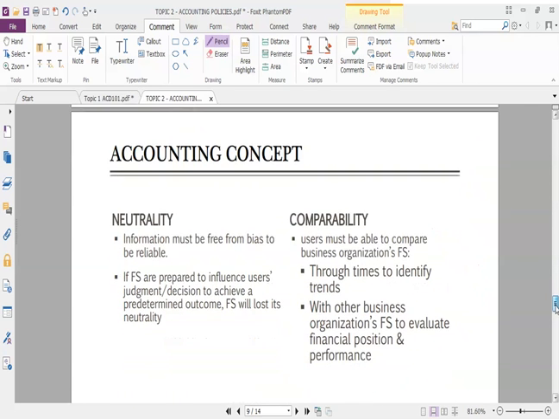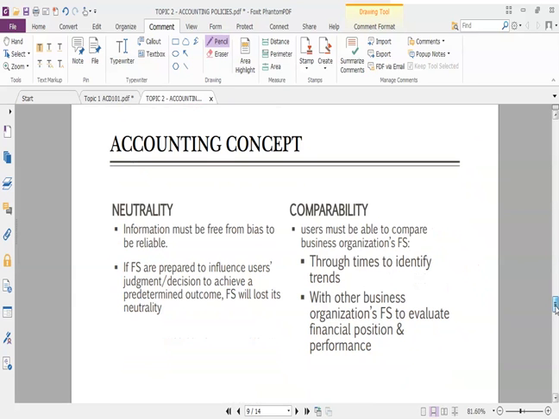Alright. So how about neutrality? Information must be free from bias to be reliable. If financial statements are prepared to influence users' decisions to achieve a predetermined outcome, the financial statement will lose its neutrality. For example, like this.